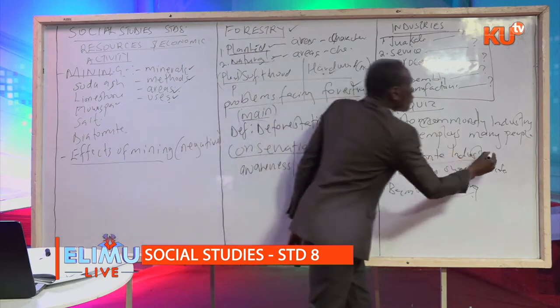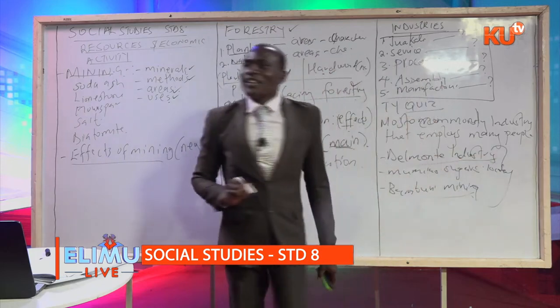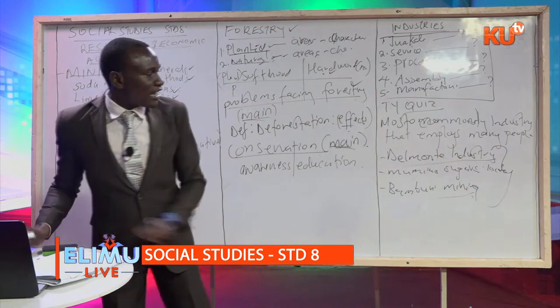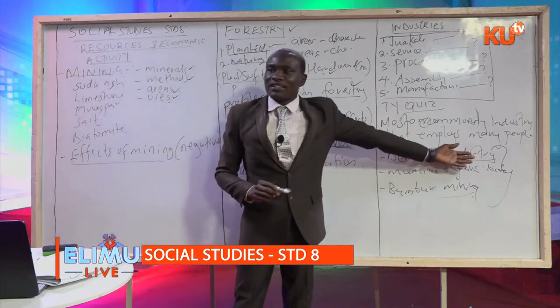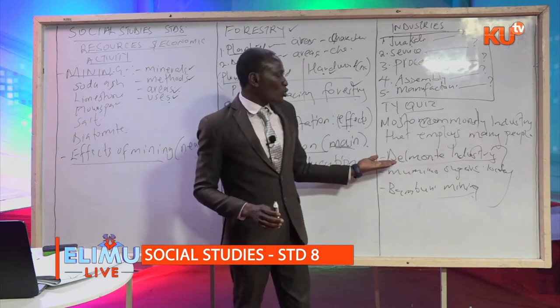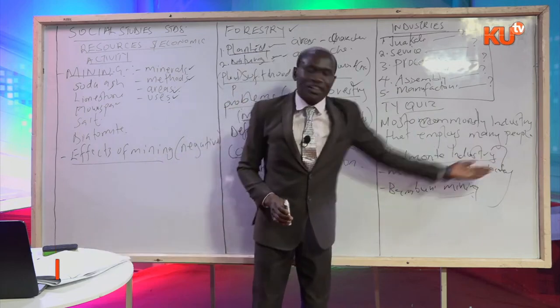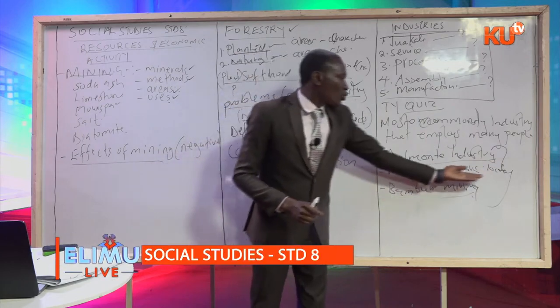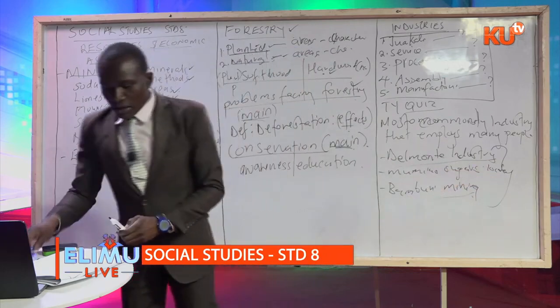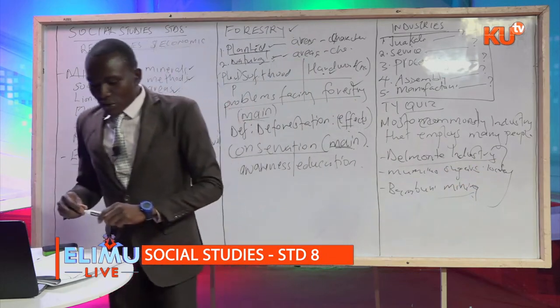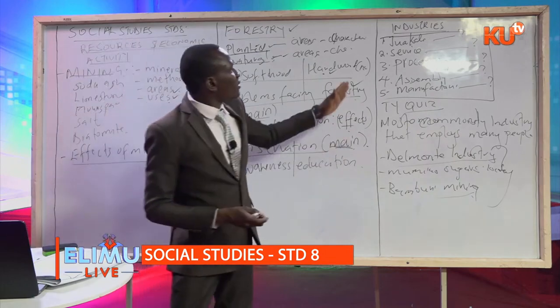So all these ones, the answer is the same. So the students and the teachers who are watching us, use that number to give me the correct answer. Which factor has led to the location of Del Monte industry in Thika, Mumias Sugar where it is, and also the Bamburi mining? You give those factors. So that is about industries.